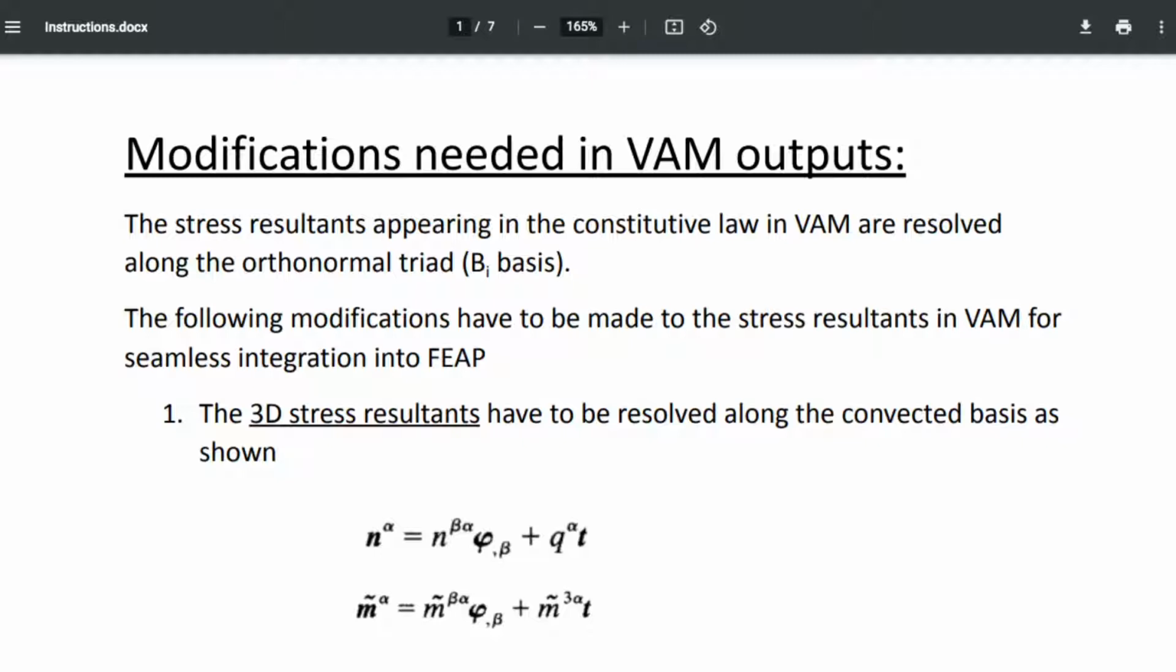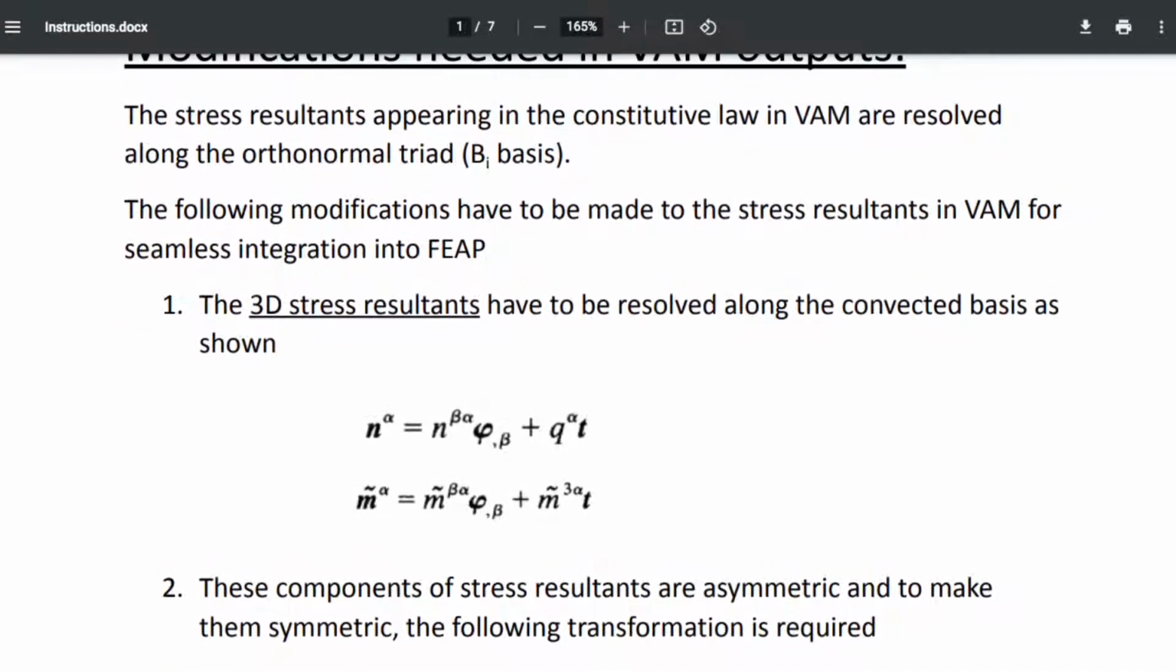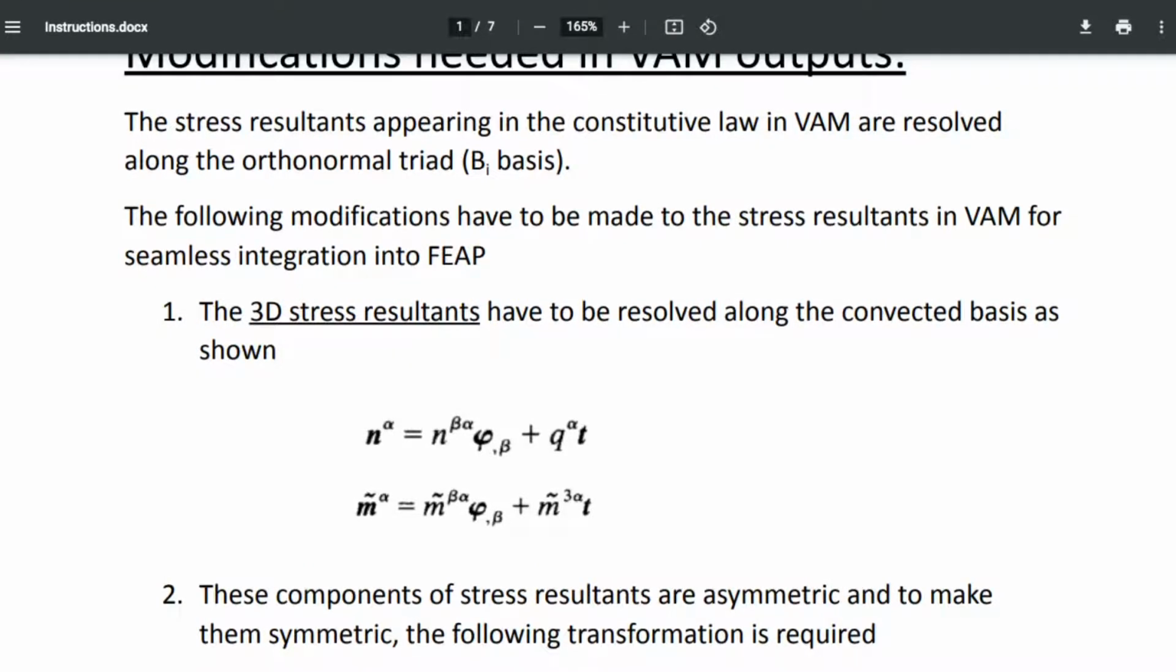So we looked at this document yesterday in which we are showing the stress resultants. Basically they are 2D stress resultants n alpha and m alpha, and they are resolved along the basis vectors which are along the material coordinate lines in the deformed configuration. So it is called a convected basis, and the director vector, which is the normal, may or may not be perpendicular to the surface.